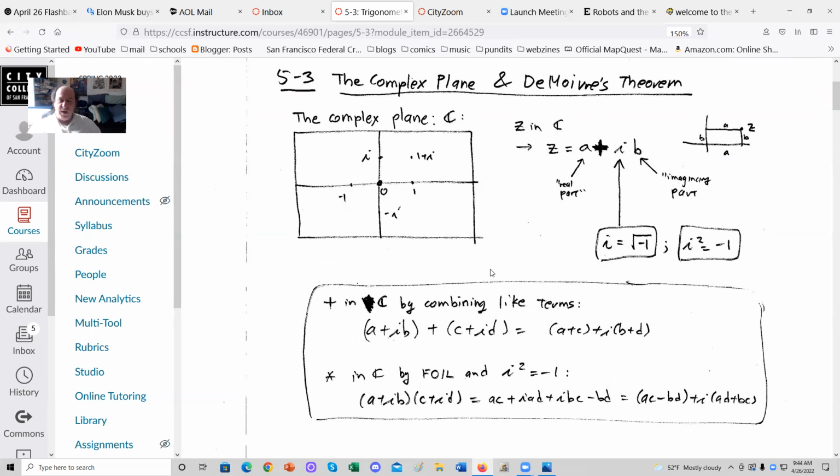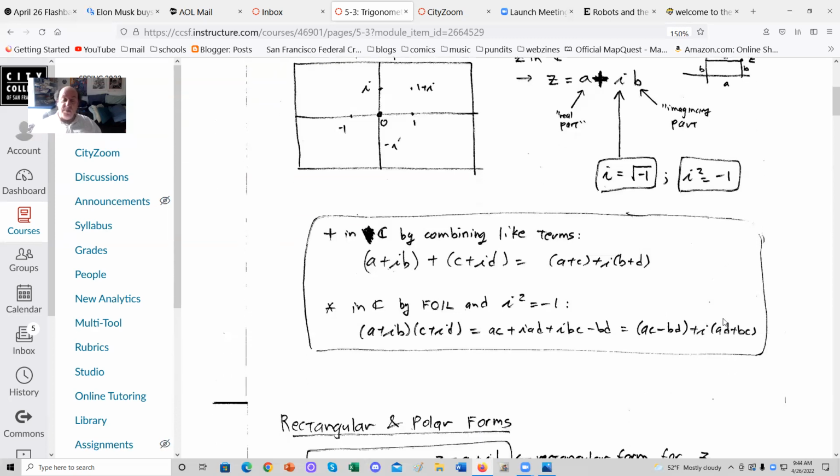So we need to define plus, minus, times, and divide on it. So here we go. Plus is easy. We combine like terms. a plus ib plus c plus id is a plus c plus i times b plus d. We'll just use distribution and like terms, just like it was real numbers. So the real and imaginary parts add separately and subtract separately too.